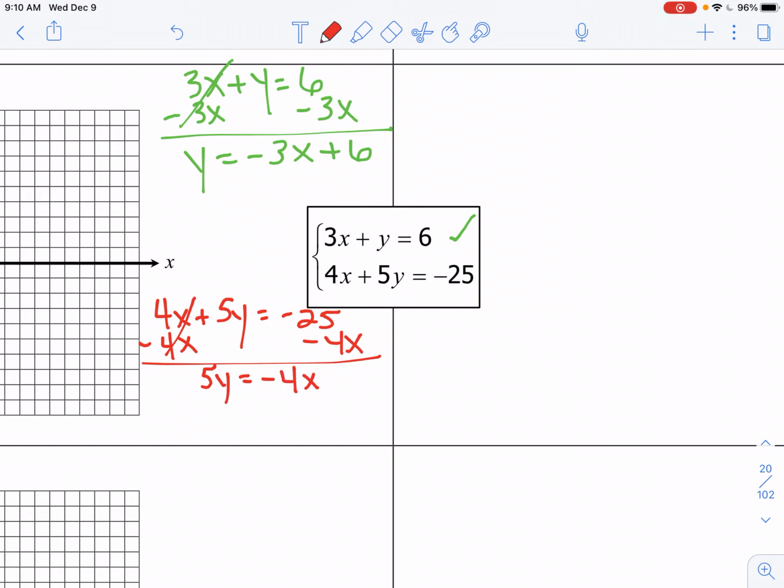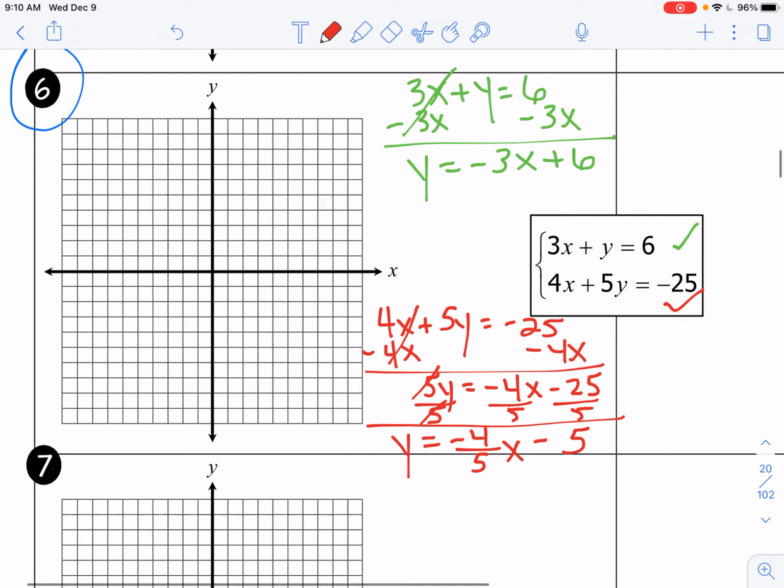Keep the x term separate out front. And now we're ready to divide every single term by 5. 3 times, those cancel out. I get y equals, this is my fraction here, negative 4 over 5. That's my slope. Attach my x. Negative 25 divided by a positive 5 is a negative 5. So now I have my second equation. Let's go ahead and graph that one first.